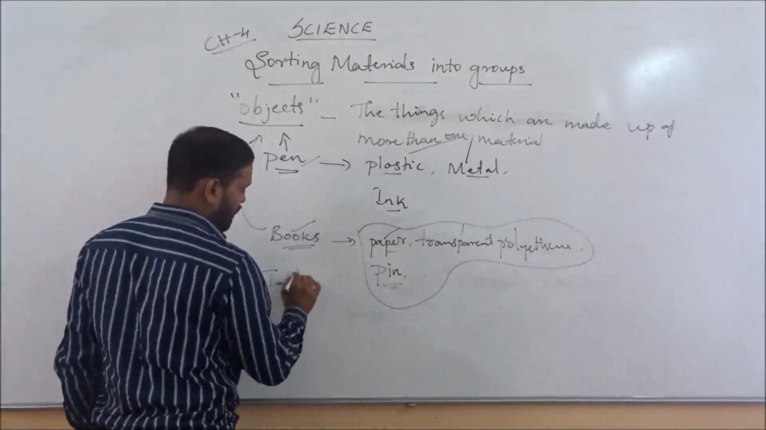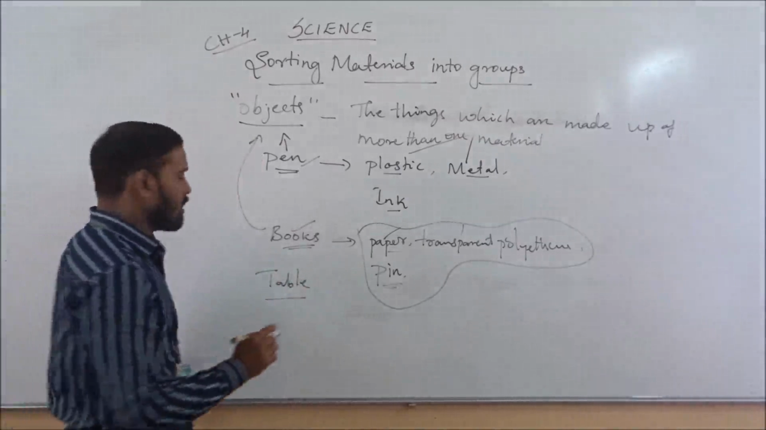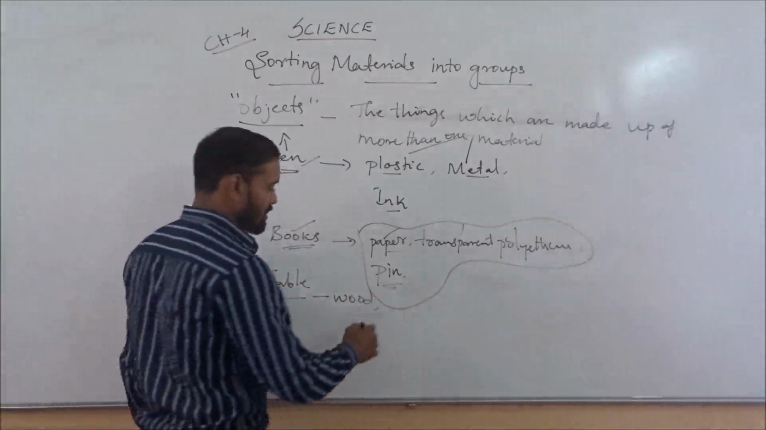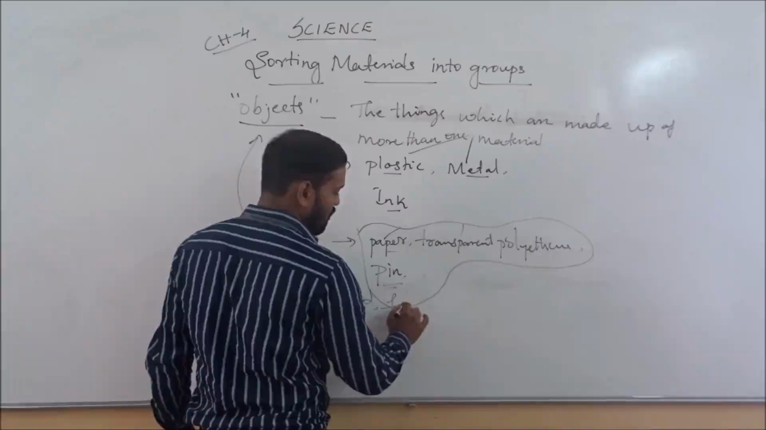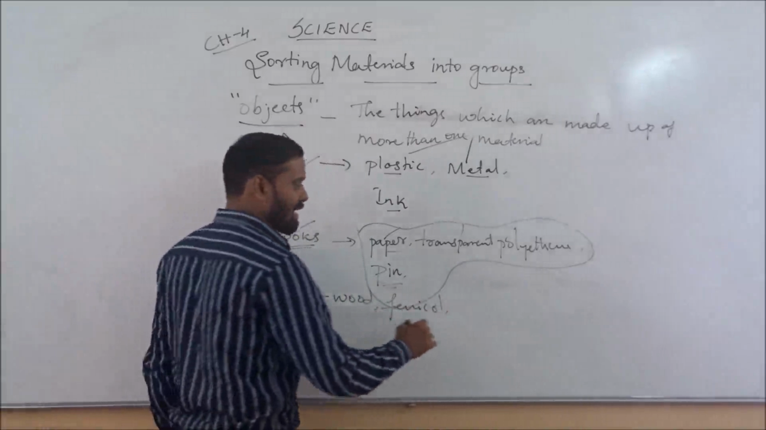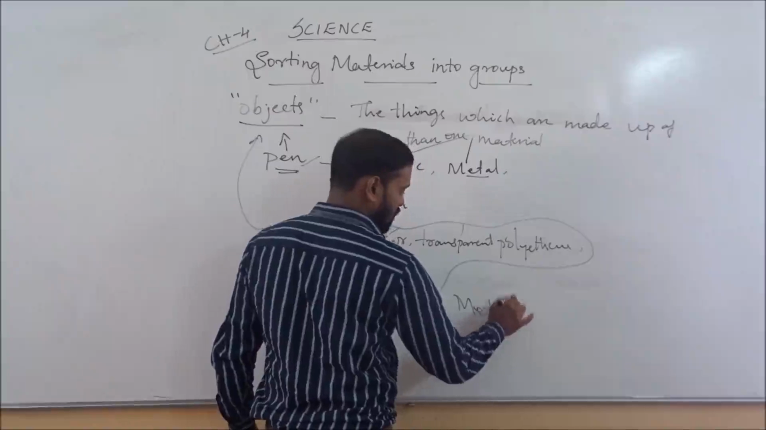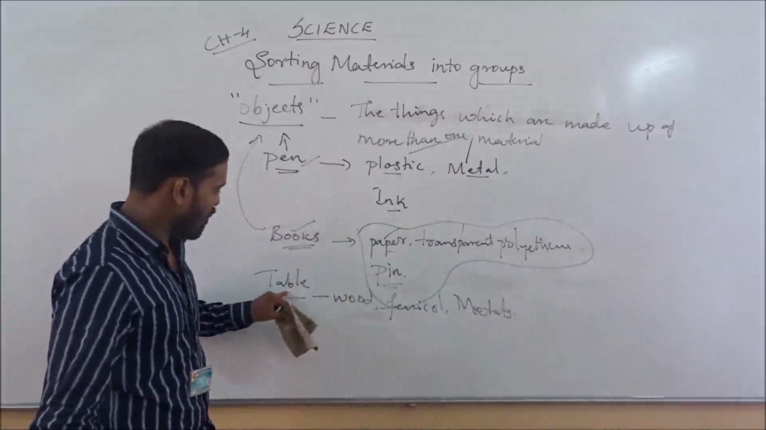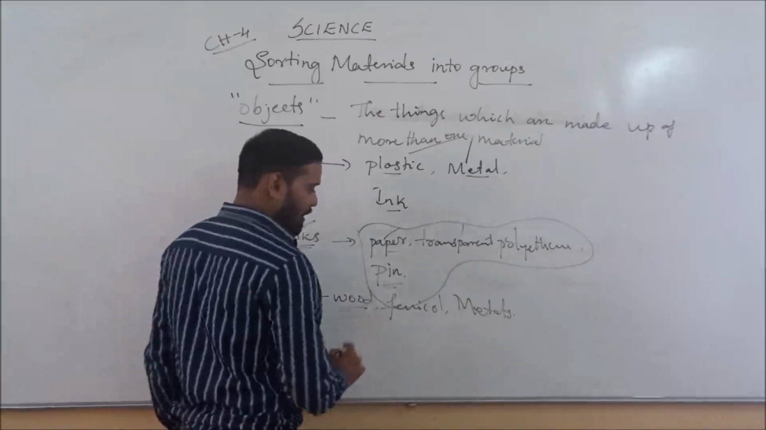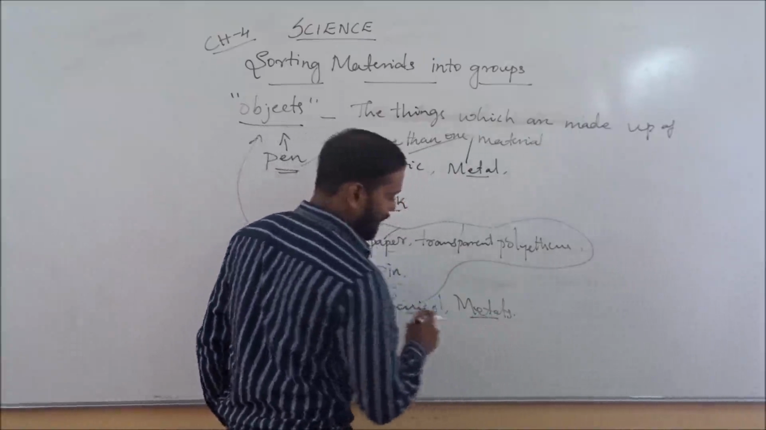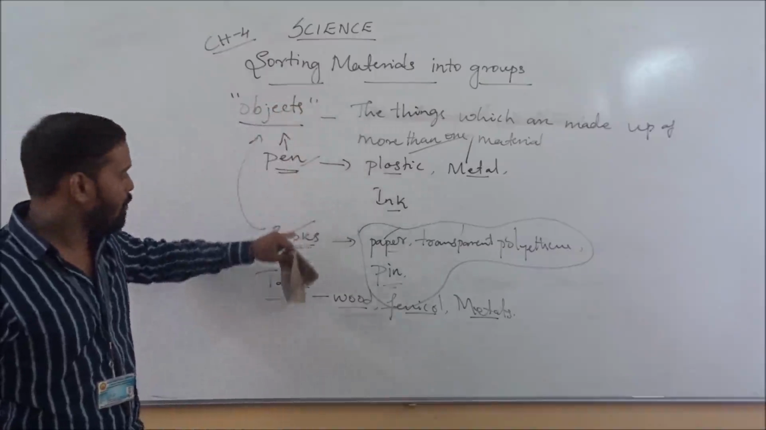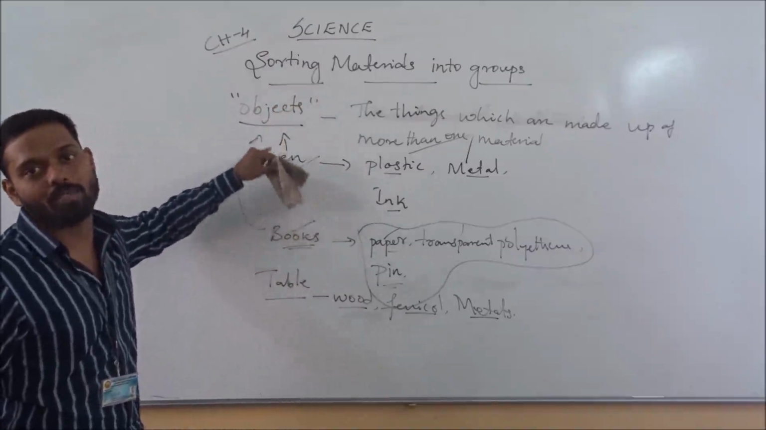you can take the example of a table. You can see what a table is made up of. A table is made up of wood, and to stick that wood they use Fevicol. Then they use nails, and nails are made of metal. So if you want to make a simple table, you require wood, Fevicol and metals. Wood is a material, Fevicol is a material, and metal is also a material. So a table we can call an object. A book we can call an object. Pen is an object.